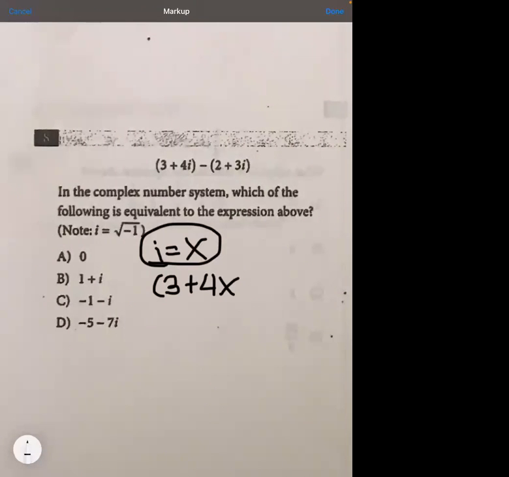It isn't defined, because right here, as you can see, the SAT tells you i equals the square root of -1. You can't take the square root of anything that is negative, and that's why i is an imaginary number.